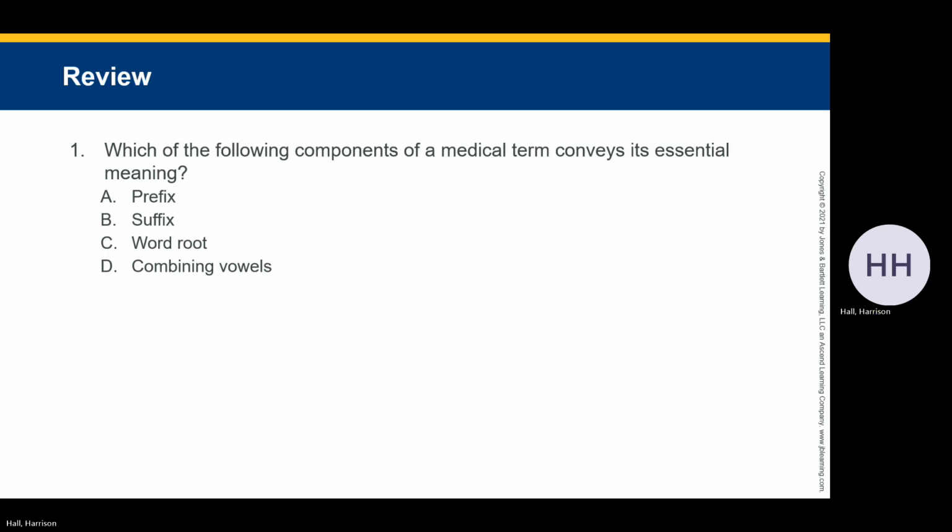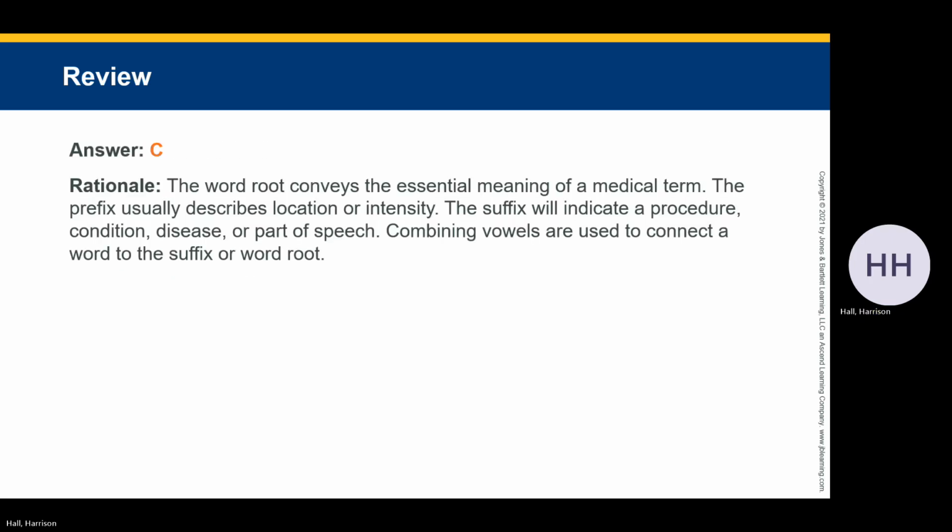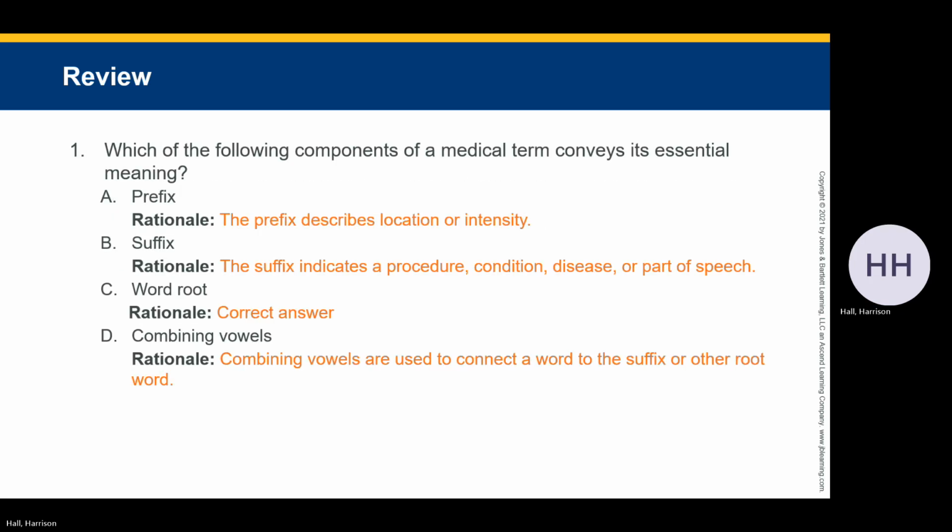All right, so looking into some of these review questions, which of the following components of a medical term conveys its essential meaning? Give you some time to think about it. That's going to be C. All right. There's some other rationale for the other answers if you want to pause it, and you're welcome to pause this throughout this review. And if you want to read something a little bit further, for the sake of time, I'm just going to kind of go on through it.